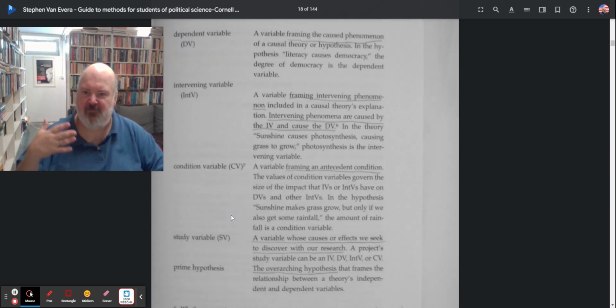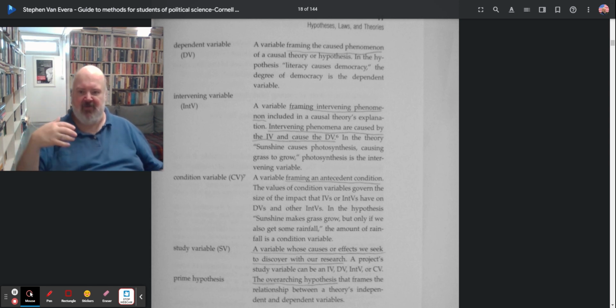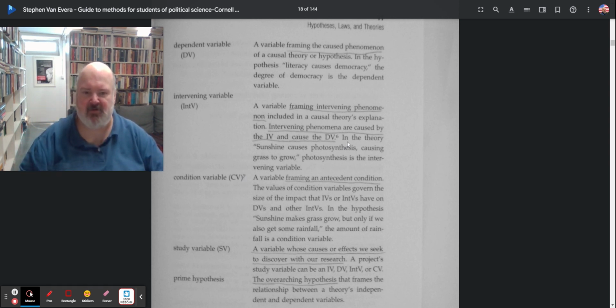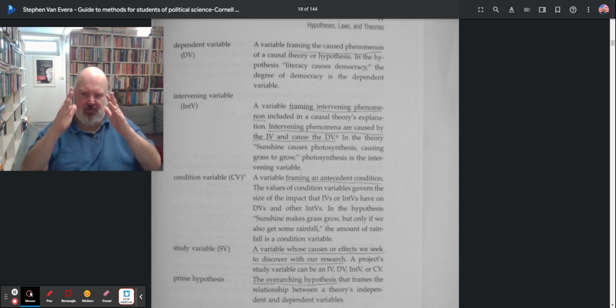So therefore, each variable can be different things; it depends on the context of what it's doing. An intervening variable is, for example, in the theory that sunshine causes photosynthesis, causing grass to grow, photosynthesis is the intervening variable. Intervening variables are both caused and causing.